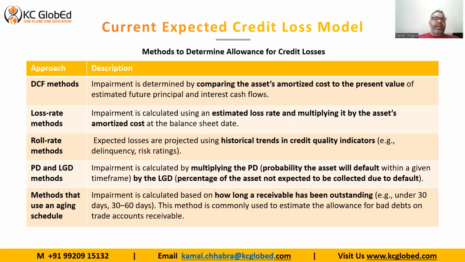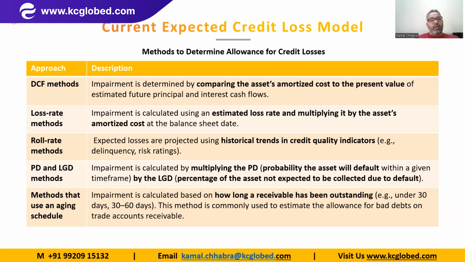Last one is the method that uses an aging schedule. If you have seen, in receivables we generally use aging, whether it's trade receivable, account receivable, or maybe receivable from employees or other receivables. Generally, in your experience, the company uses the aging method, right? So accordingly, whatever amount is estimated to be long overdue, that's how you can also calculate the expected credit loss. So these are certain permissible methods as per ASC 326.